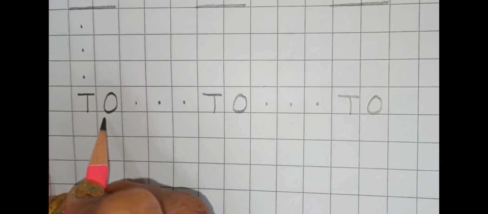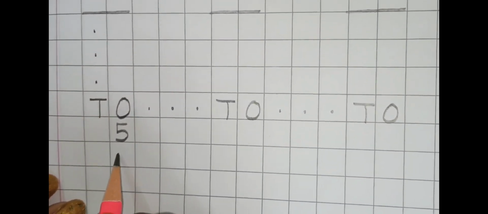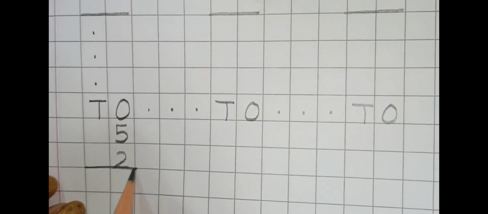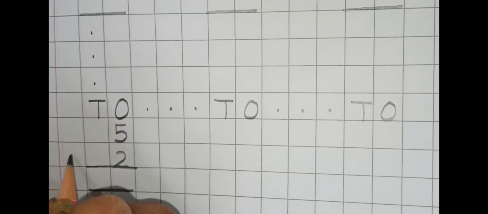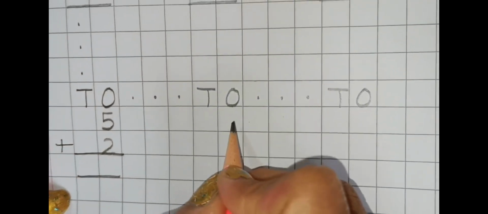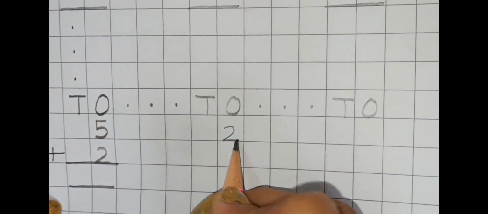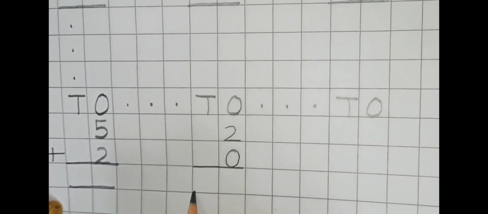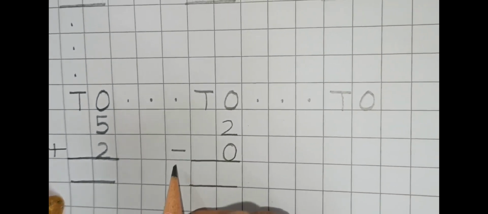Under this ones, we'll write number 5, and under 5, we'll write number 2. Then again 2 lines, and here we'll make the sign of addition. Under this ones, we'll write number 2 and then 0. 2 lines and sign of subtraction.